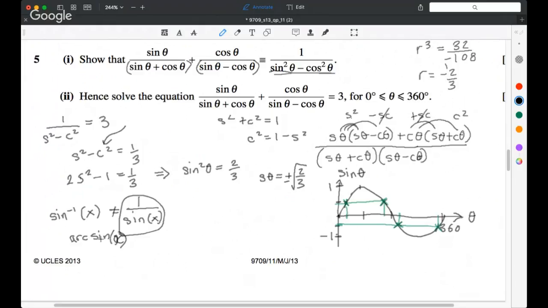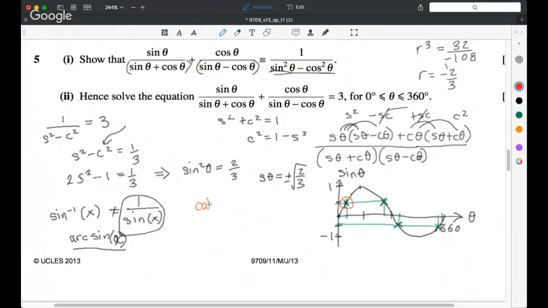So if I plug this into my calculator with square root of 2/3, you take the positive one first, it will give you the first one. So that's called the principal value.